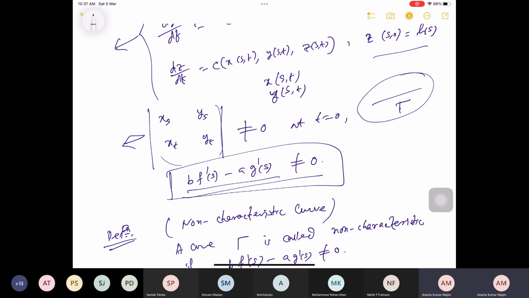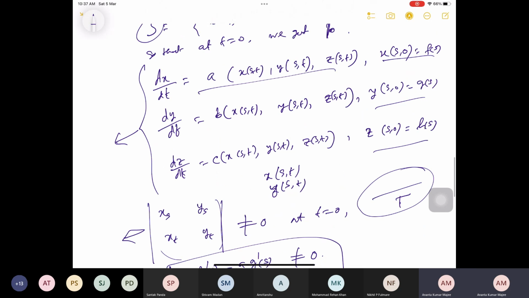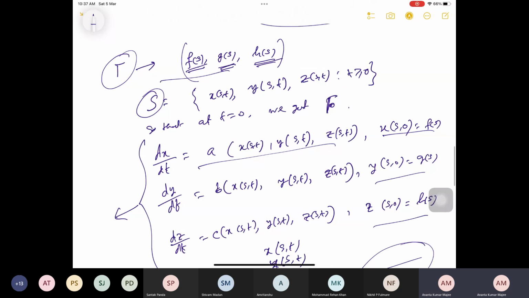This is the determinant, it should be non-zero. So this is x_s y_t minus x_t y_s, which is not equal to 0. Okay. So now what we know is that the initial curve should satisfy this.